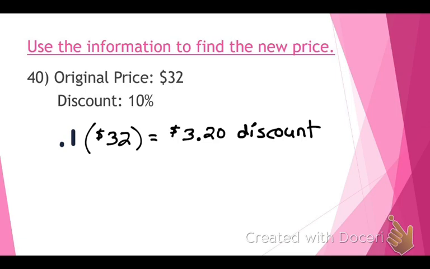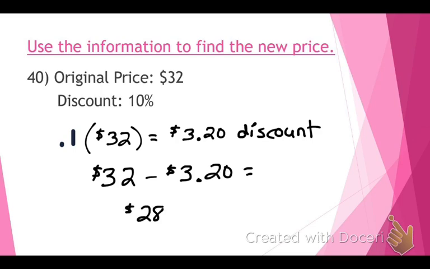Now what should I do? Minus it from 32. You take your original price and you subtract what the discount is because you're getting a better price. And what is the answer? $28.80 is correct. Okay? Listen, study these problems. Go over them at home, please. And I promise you will do a great job on your final next week.